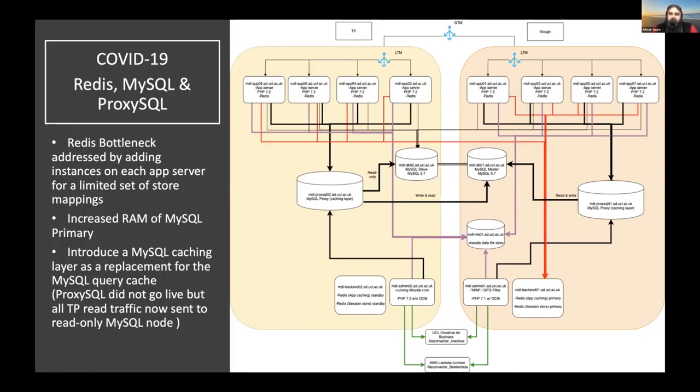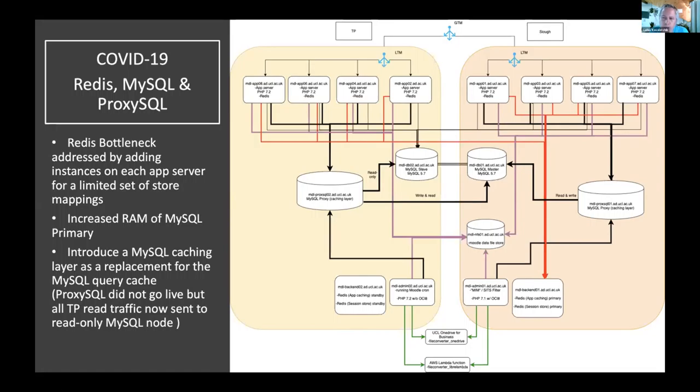So by having MySQL cluster, if the master node fails, then one of the read-only instances automatically gets promoted to being the master. And so that addressed the resilience of the MySQL layer. There's a piece of software which needs to be on the application server called MySQL Router, which essentially decides which MySQL server in the cluster to send the query to.